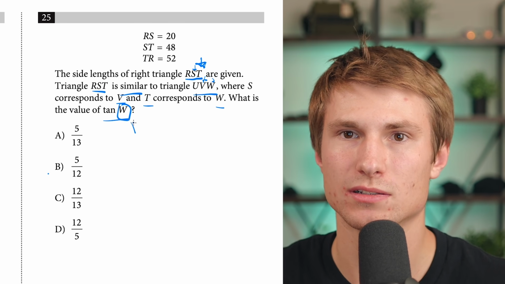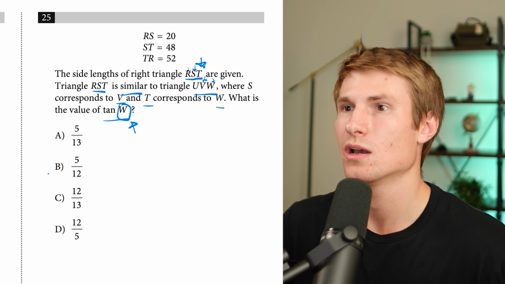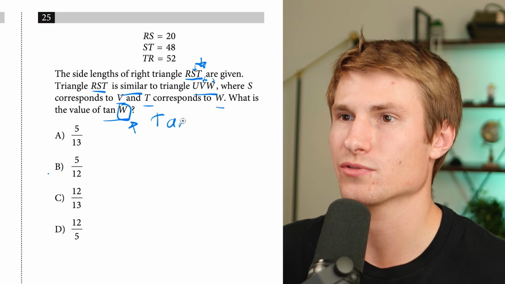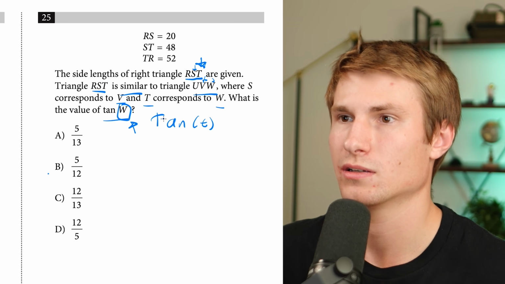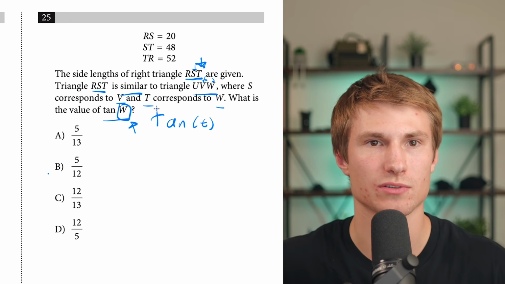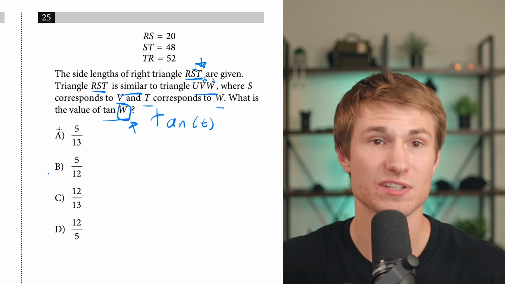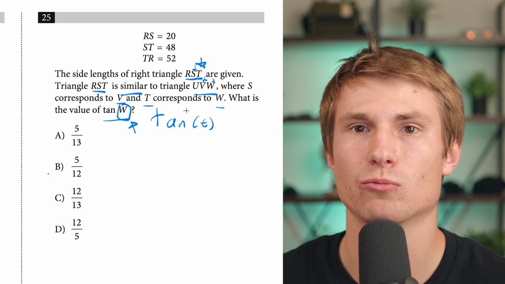But we've got tan of W, so that's going to be T. So we have to find tan of T. I can just write that as tan of T. It's the same thing because these are similar triangles. They're going to have the same tan values for the same angle. So now, what is the value of it?